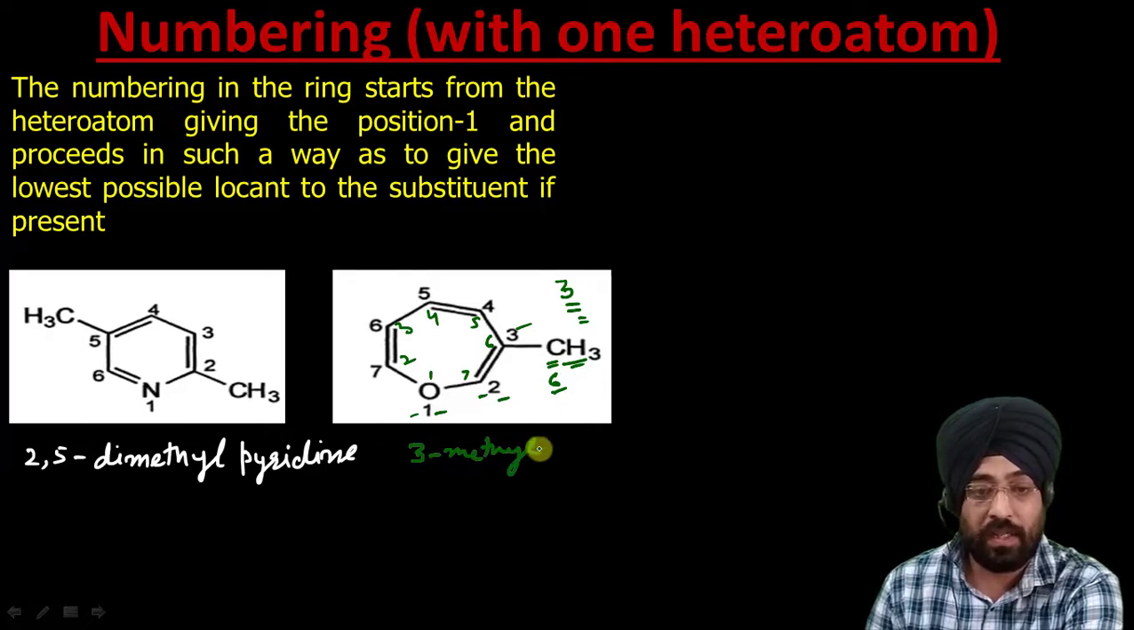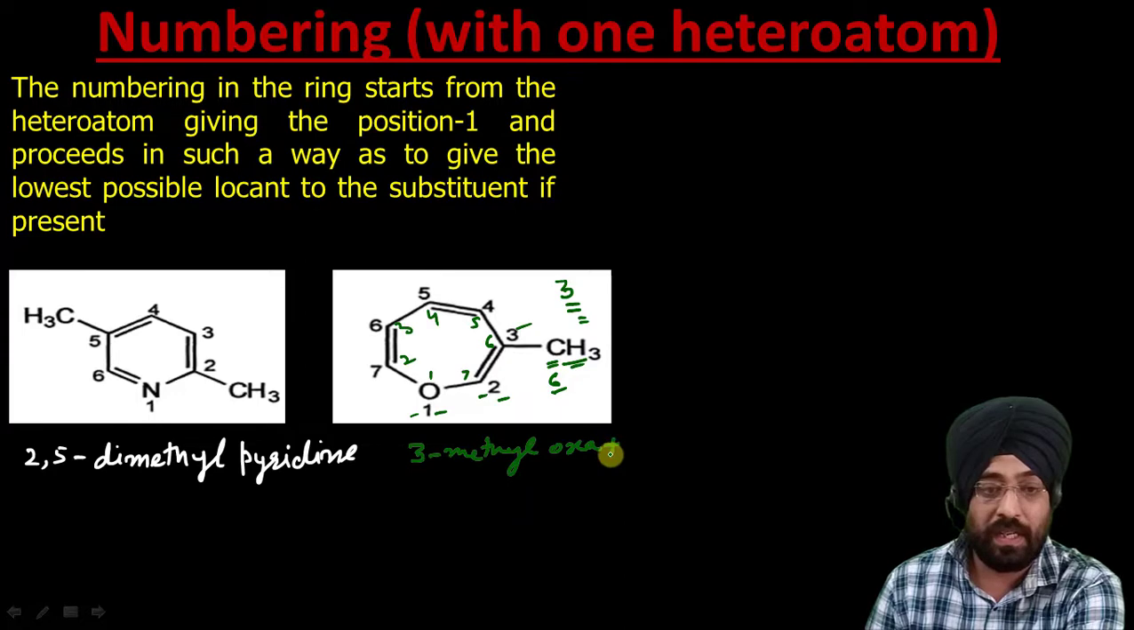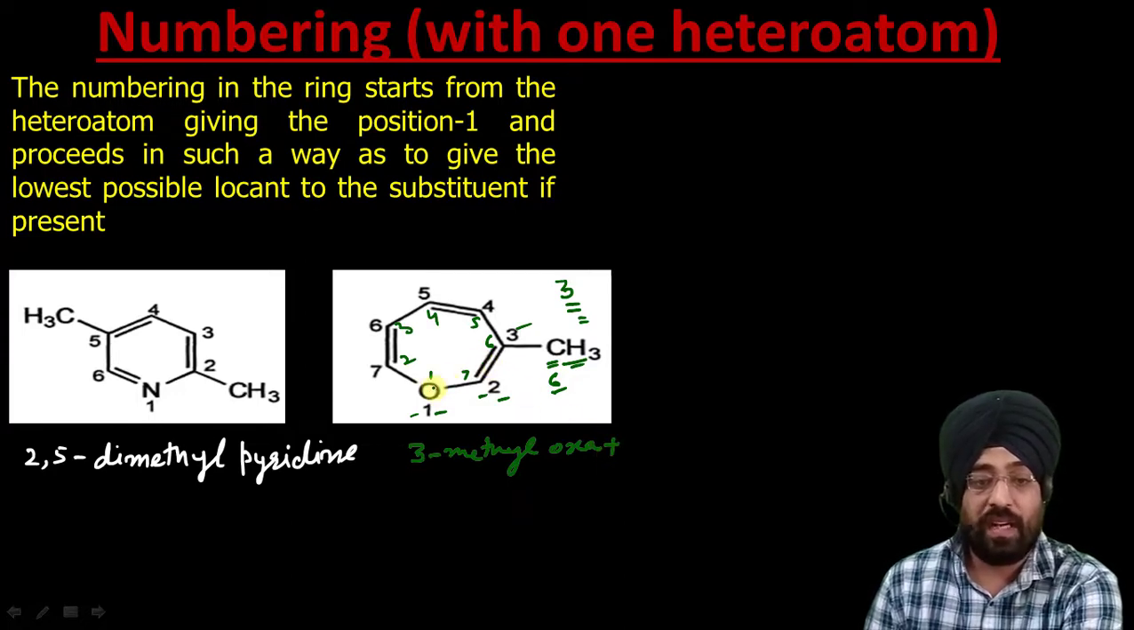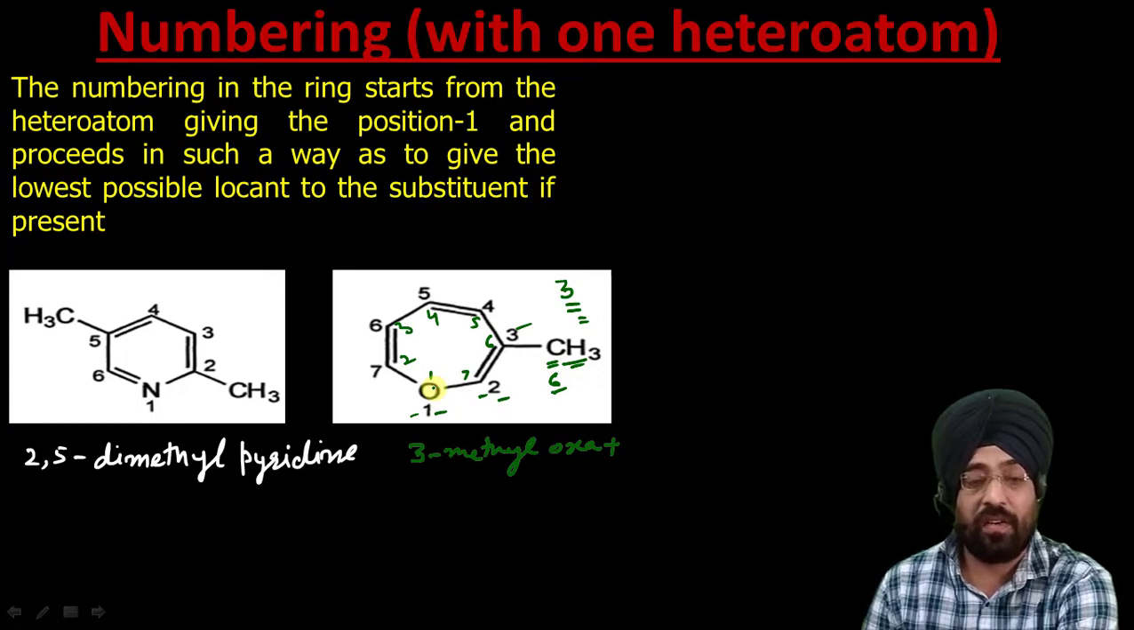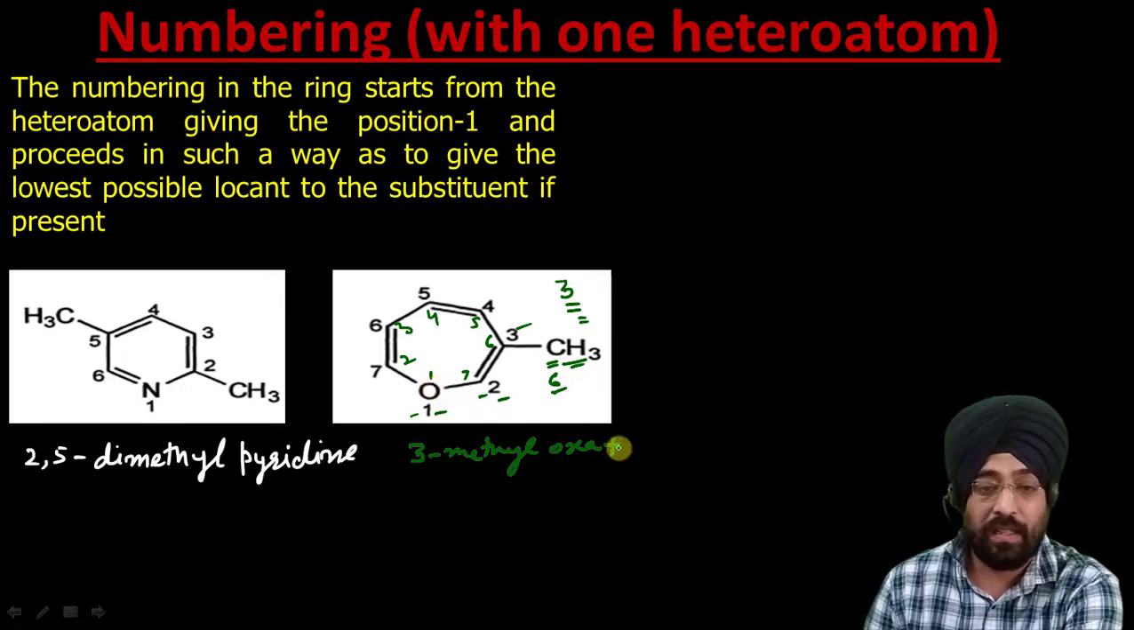3-methyl. Now the heteroatom is oxa, plus we have to add the stem. It is a 7-membered unsaturated ring with oxygen as heteroatom. So its stem is epin. You can check from the table.